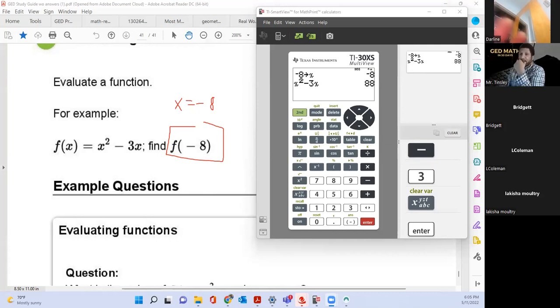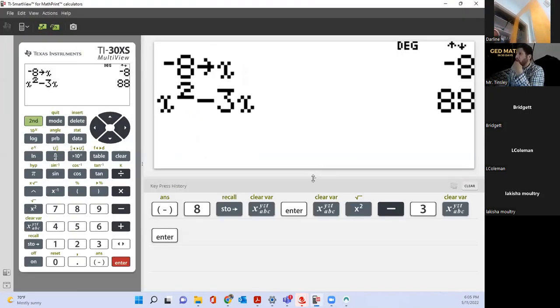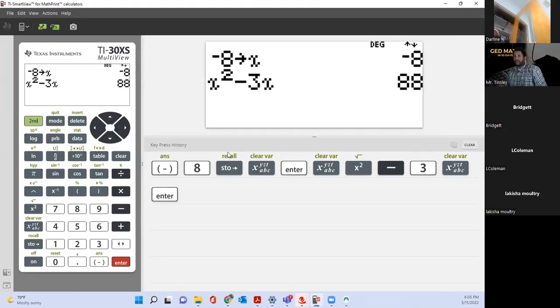So let me maximize the calculator. Let me clear it. Let me maximize it so you can see exactly what I pressed. And this is why you practice. Okay. And that's how you store a variable.